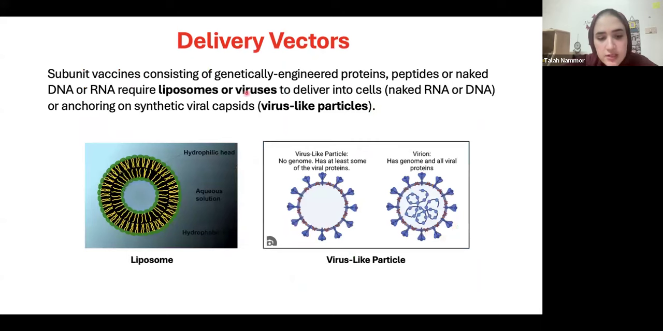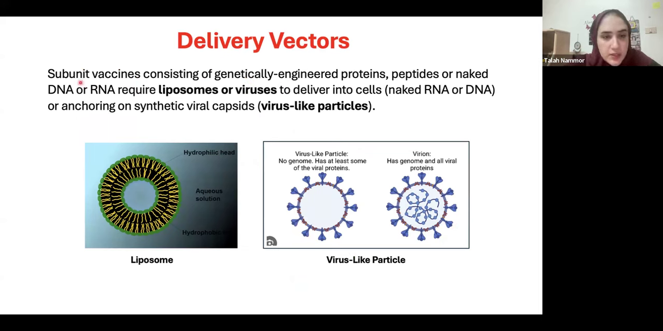Now delivery vectors. For example, when we have an mRNA vaccine, what does mRNA vaccine mean? We take the mRNA and we literally just put it inside a delivery vector and we inject the person. Why? Because the mRNA is the part that is immunogenic. Okay?